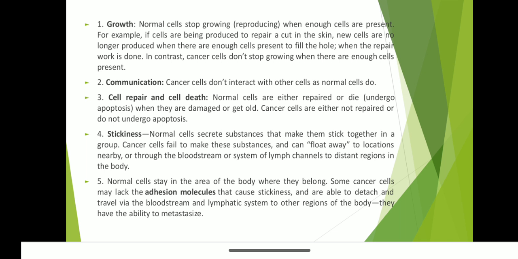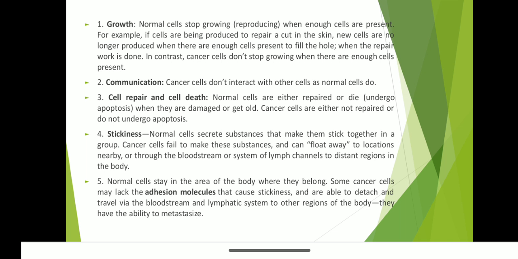If this protein p53 is abnormal or inactive, for example from a mutation in the p53 gene, then old or damaged cells are allowed to reproduce. The p53 gene is one type of tumor suppressor gene that codes for proteins that suppress the growth of cells. Next is stickiness. Normal cells secrete substances that make them stick together in a group. Cancer cells fail to make these substances and can float away to locations nearby or through the bloodstream or system of lymph channels to distant regions in the body.